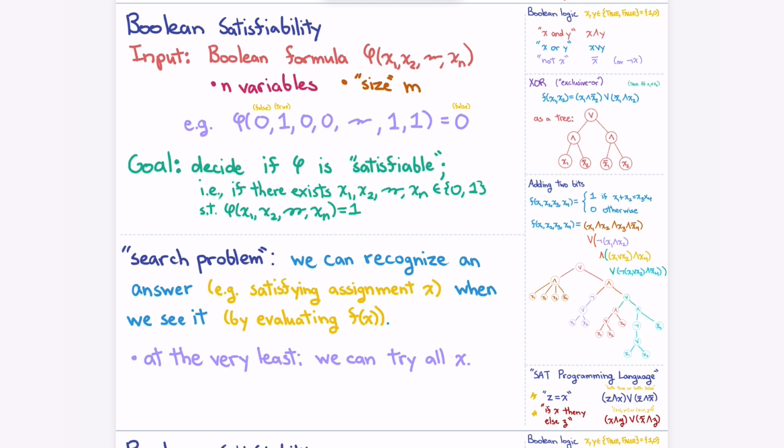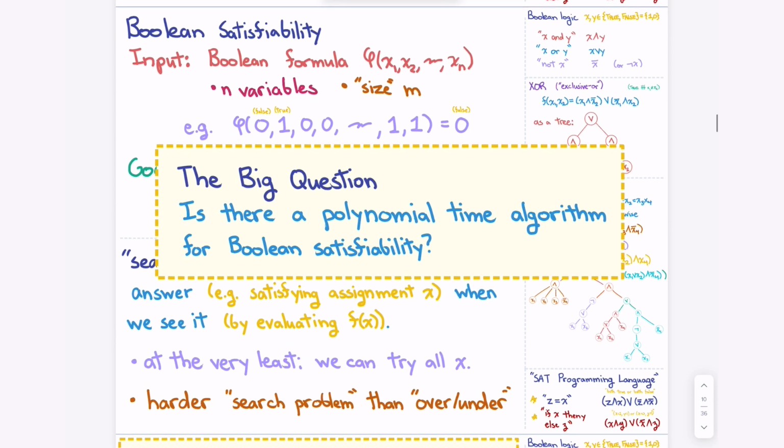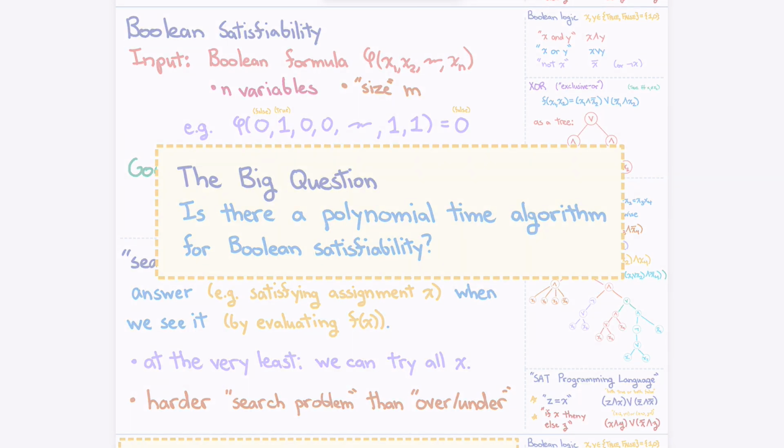So at the very least, there's a brute force algorithm where you try everything, okay? But it seems like a much harder search problem than the over-under game we did in the very first day of class. Okay, so that's the big question that we're going to start looking at. Is there a polynomial time algorithm for this simple problem? Okay, so that's where we'll start the discussion next time, and I'll end it there. Is there a polynomial time algorithm for SAT? All right, thank you.